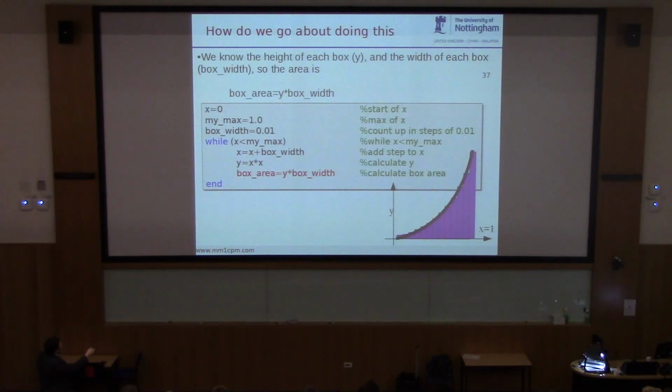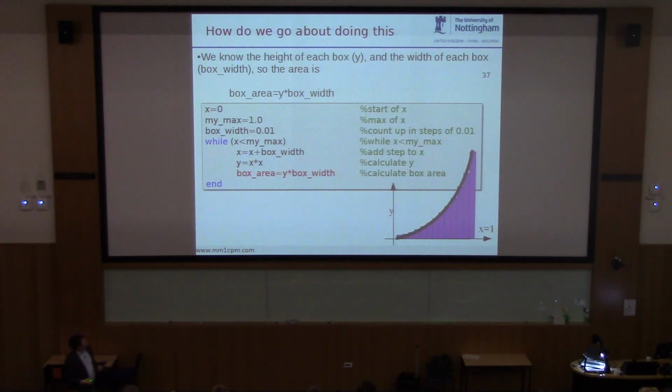So all we do is we go box area equals y, which is the height, times the box width. And this box area will be equal to the area of this box, then this box, then this box, then this box, etc. So we managed to calculate the area of each one of these boxes.